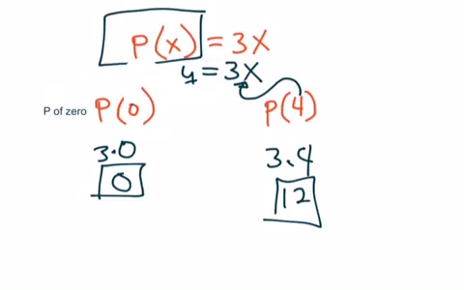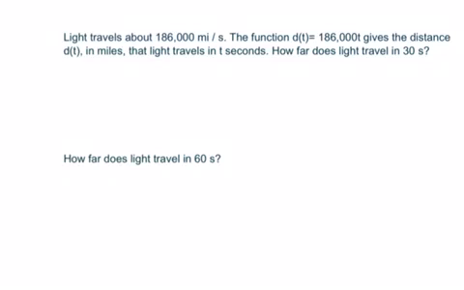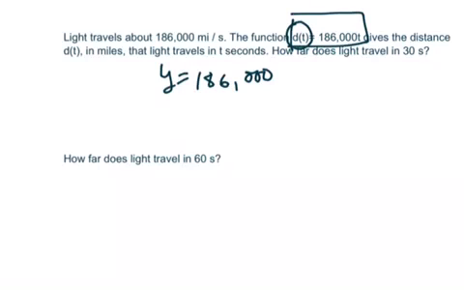This last problem, light travels at about 186,000 miles per second. The function d of t equals 186,000 t gives the distance d of t in miles that light travels in t seconds. How far does light travel in 30 seconds? So this problem is really just simply, if we replace this d of t with a y, it's simply y equals 186,000 t. So then what this question says is plug 30 in for t and calculate.